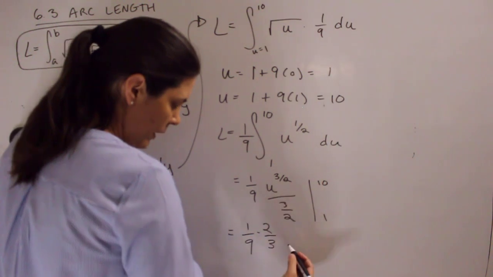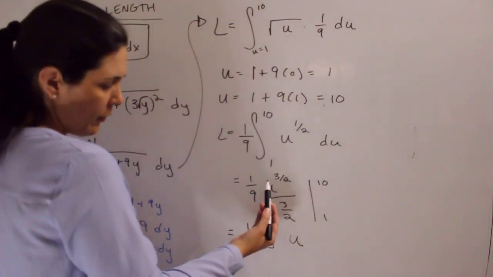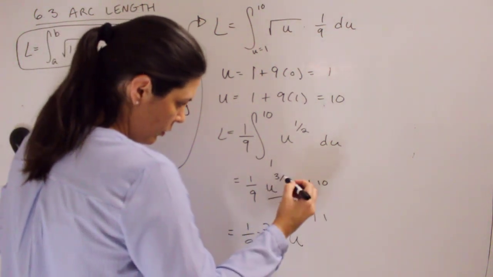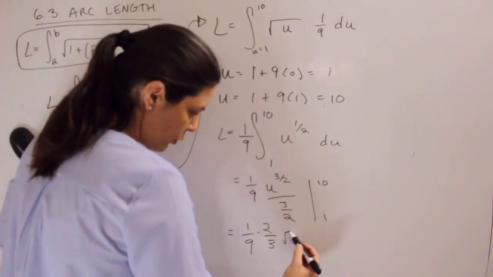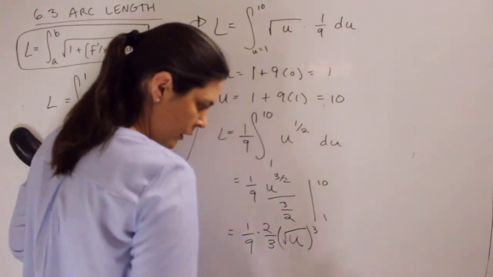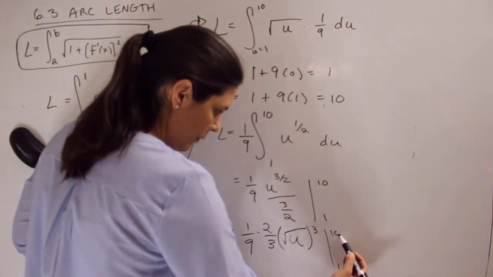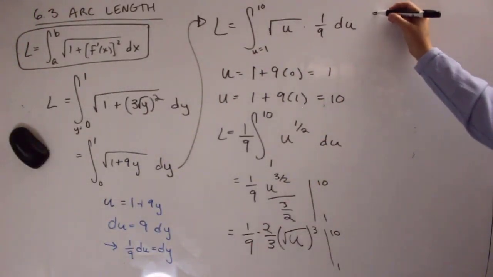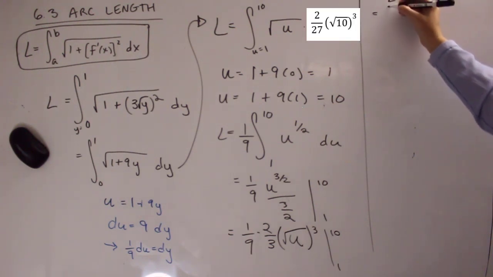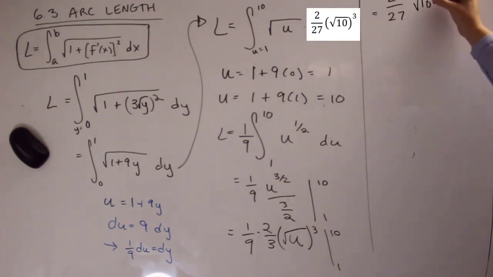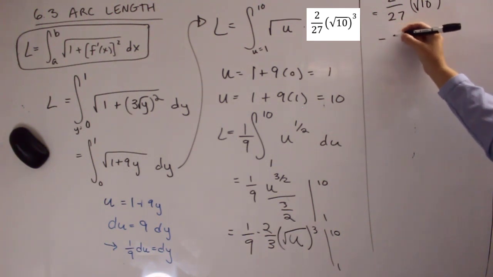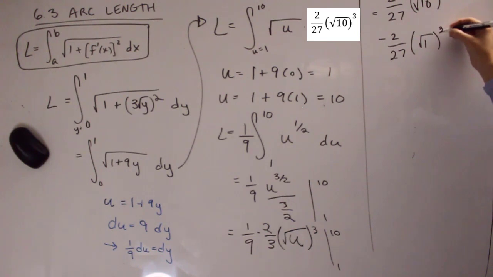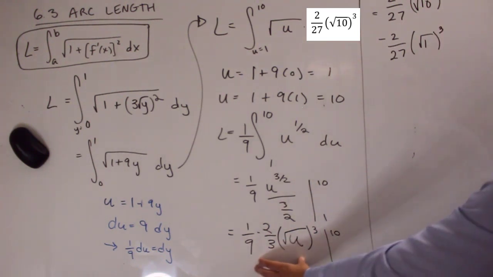And then I'm going to go ahead and use my radical notation back on here. A 3/2 power, let me make that clear that that's a 2. 3/2 power is a square root to the 3rd power. Okay, evaluated from 1 to 10. All right, so this becomes, let's see, 2 over 27 square root of 10 quantity cubed minus 2/27 square root of 1 quantity cubed.